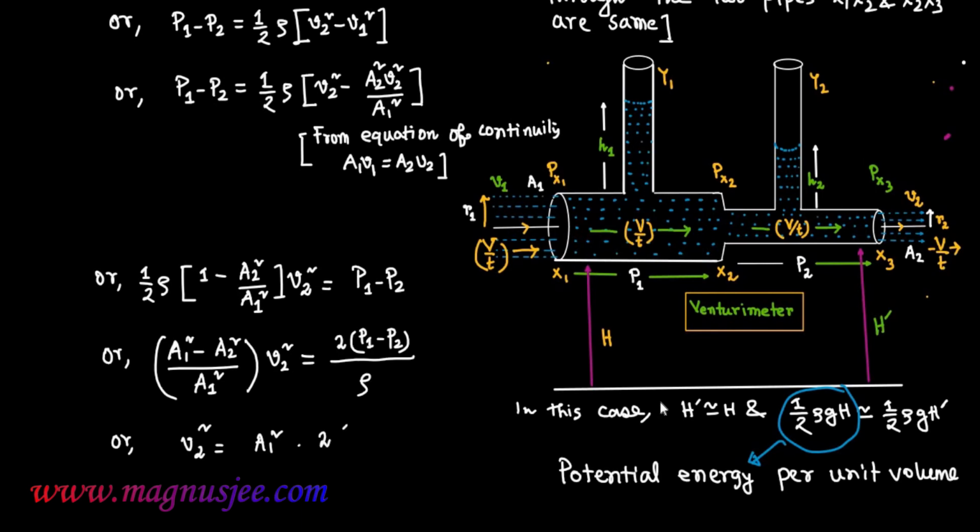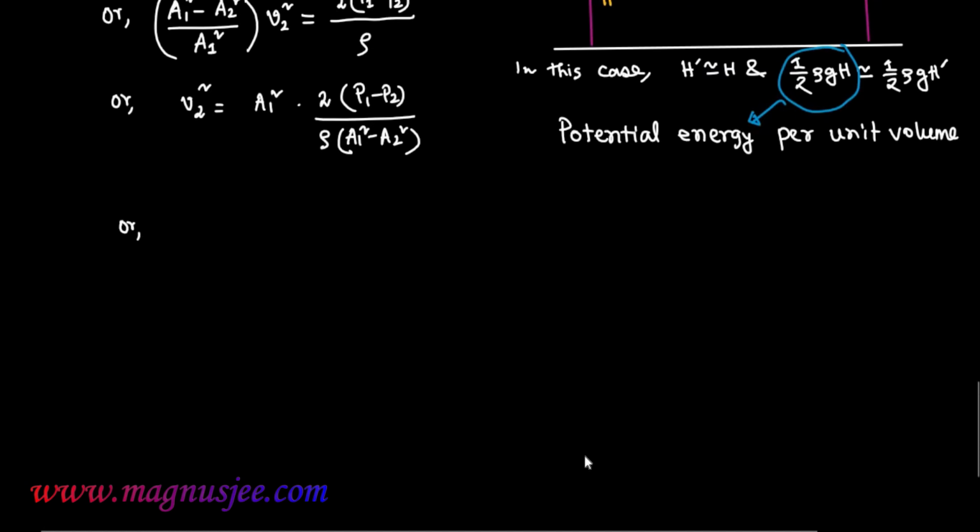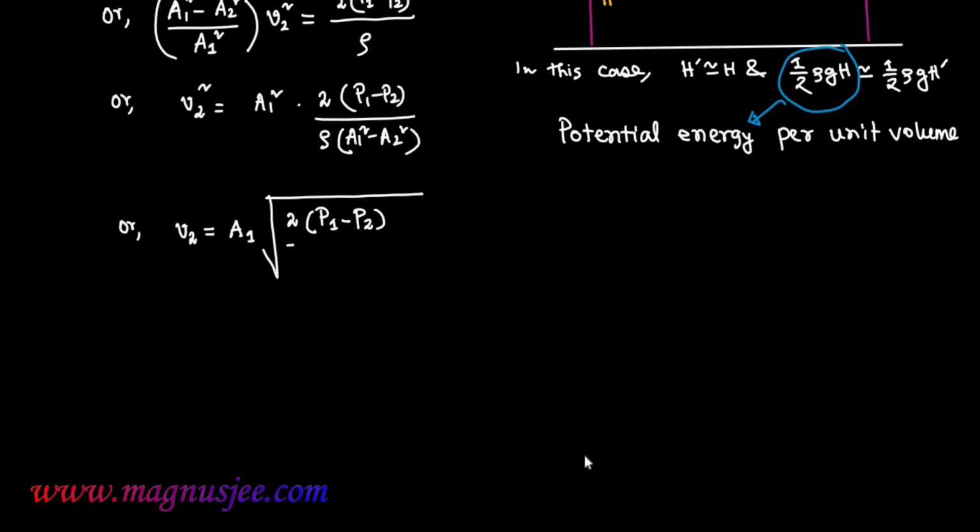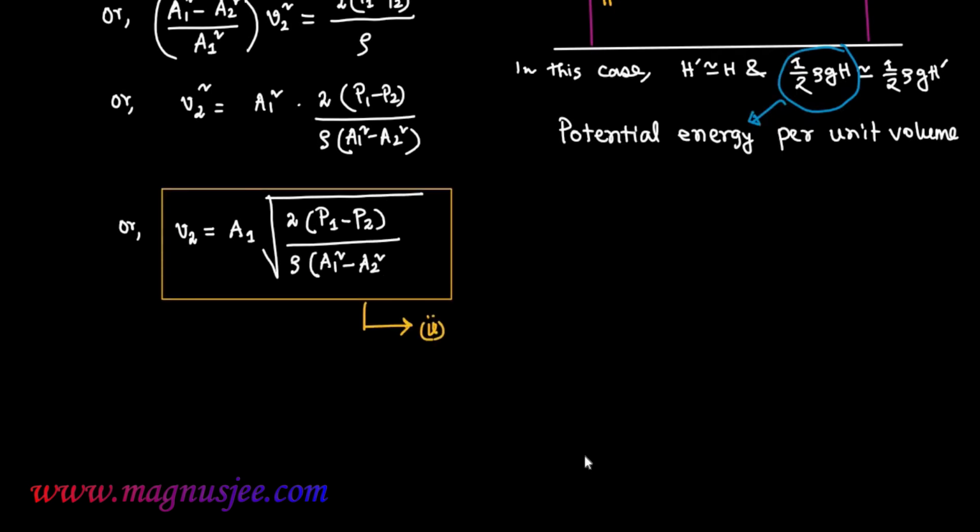or V2² = A1² × 2(P1 − P2)/(ρ(A1² − A2²)), or V2 = A1 √(2(P1 − P2)/(ρ(A1² − A2²))), which is equation 2.